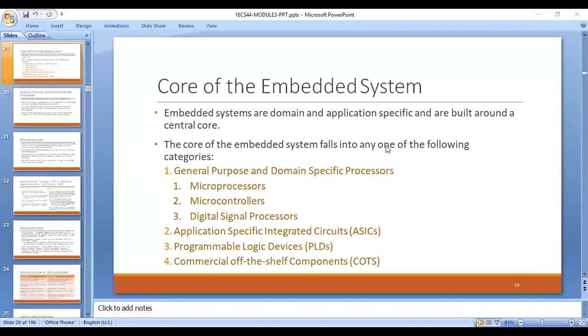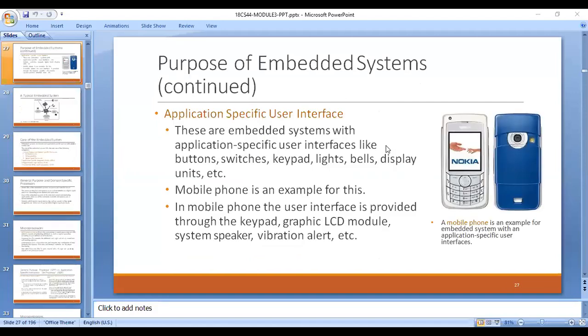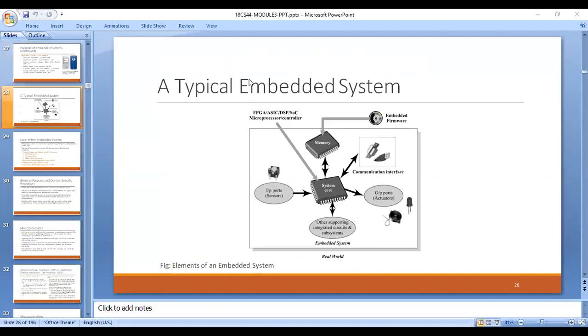In the last class, we were talking about the classification of embedded systems, as well as the typical embedded system and how it looks. We have the system core, which is not independent. It is connected to input output ports, memory, other supporting integrated circuits, as well as the embedded firmware. The input ports are also called sensors, right? And output ports are also called actuators.